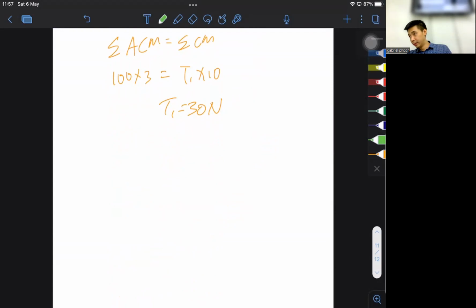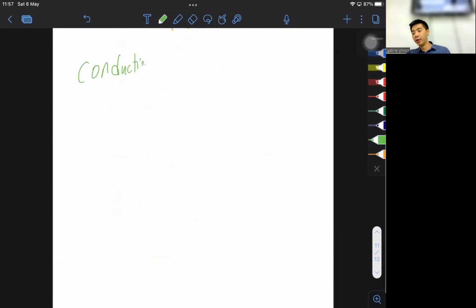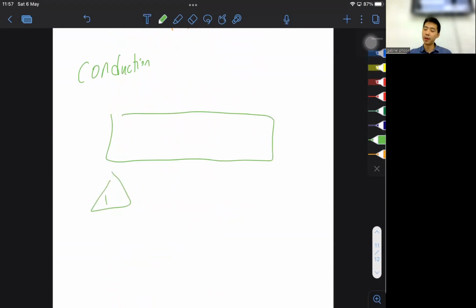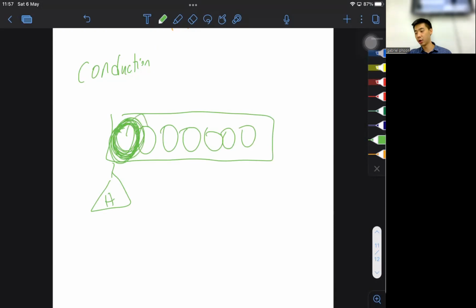Okay, and what else do you need to know? Conduction, convection, and radiation, right? If they ask about conduction, guys, you have to know that conduction occurs because of, in terms of molecules, how does it occur? If today I have a heat source here, and then there's molecules here, the heat source will heat up these molecules. They will gain energy and then start vibrating, passing on energy to the other molecules.